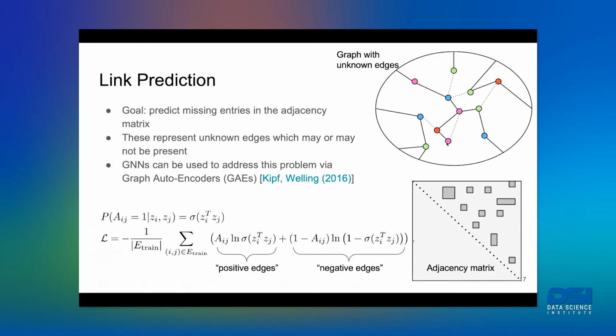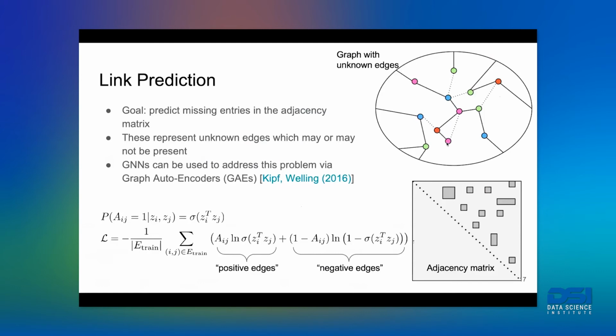This was done by Kipf and Welling a few years ago. And what they do is they use whatever graph neural network architecture you might like. It could be GraphSAGE, it could be graph convolutional networks, any of them. You compute the z vectors for every single node. So you push the data through the neural network to get this new set of vectors for every node.